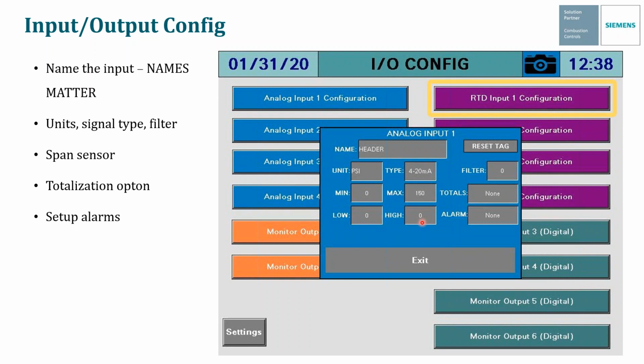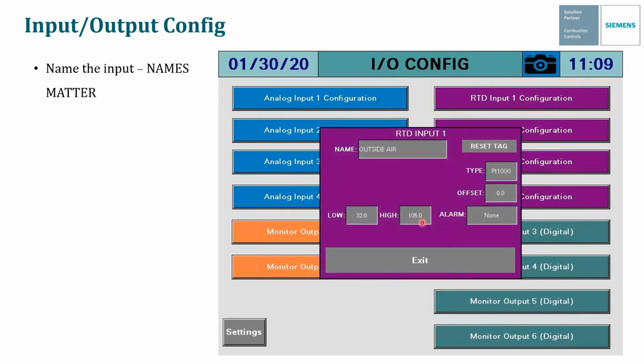So now if we go to our RTD inputs, we click on the RTD input 1 configuration, we'll get a very similar dialog box. And again, the first thing you need to do is name the input. And again, the names do matter. So in this one, it looks like we have an outside air temperature sensor hooked up. And outside air is one of those important names that we have in the table in the installation instructions. And that's going to be for the outside air temperature sensor, so it can be used in outside air reset schedules.